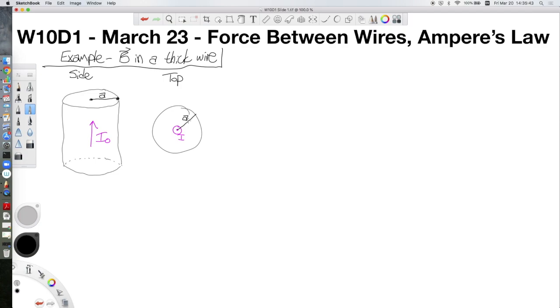So, following our steps from before, there should be some nice symmetry here. And we're going to assume that the magnetic field direction is similar inside and outside the wire.